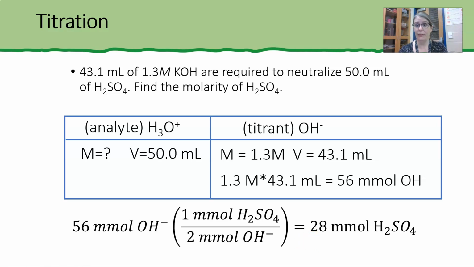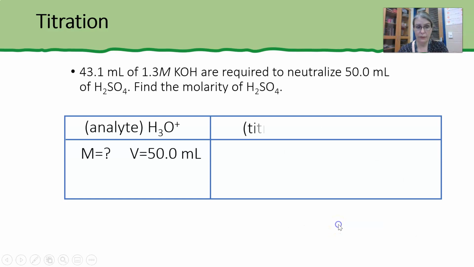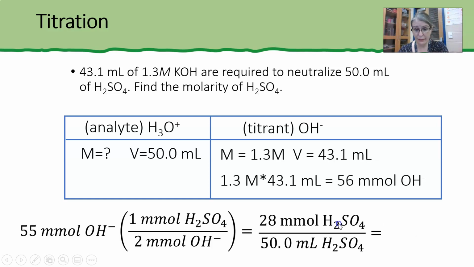That's step 2. I've found my moles, I've found my stoichiometry, now I just need to get my molarity, step 3. So if I want to get the molarity here, well, remember, that's going to be my millimoles over my milliliters. And I know that my volume of analyte, the H2SO4, is 50. So that's 28 divided by 50, or 0.56 molar.